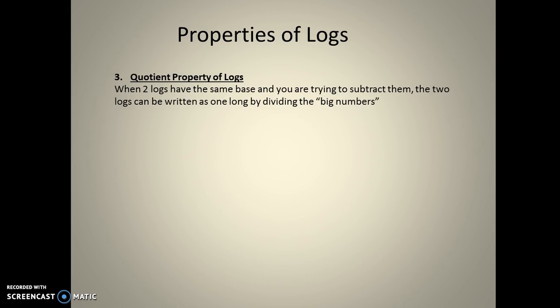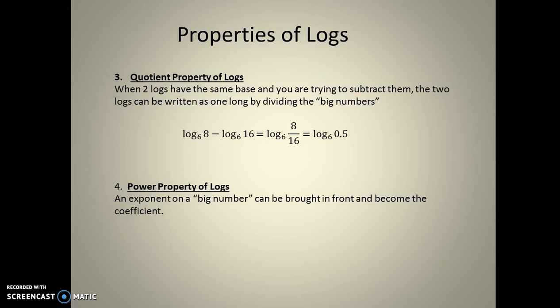Okay? Two more properties. The quotient property of logs. When two logs have the same base and you're trying to subtract them, the two logs can be written as one log by dividing the big numbers. So log base 6 of 8 minus log base 6 of 16. So we're going to take the 8 and the 16 and we're going to divide them, and they have to stay in this order, the 8 and then the 16. Okay, so 8 over 16 we all know is the same as 1/2 or 0.5.